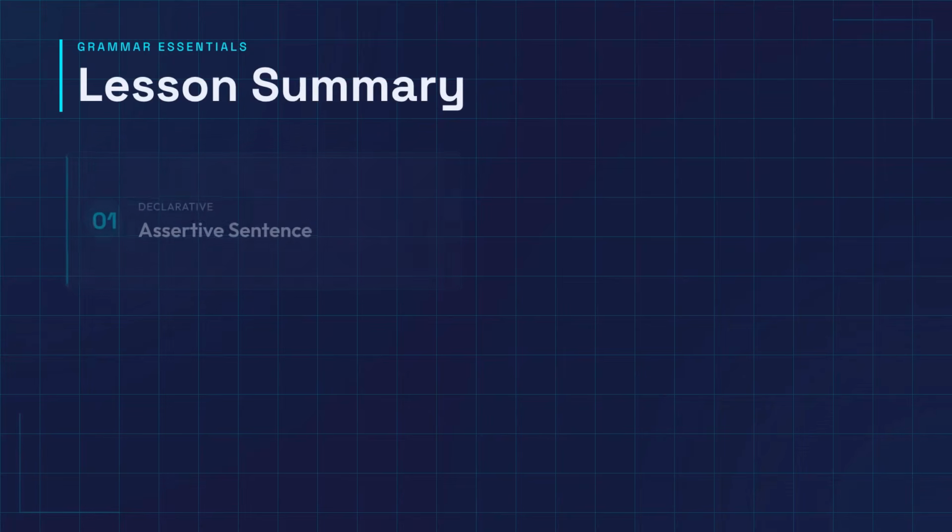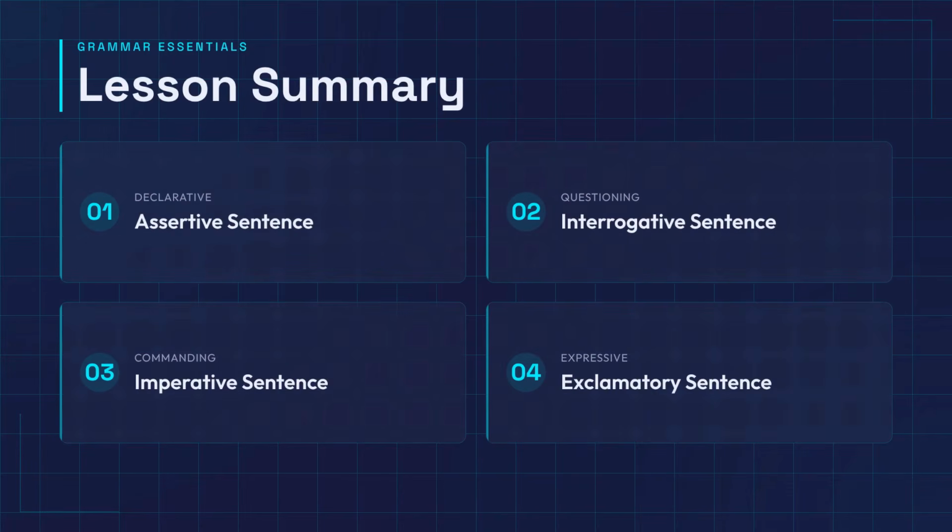Excellent work. Lesson summary. Today we learned that every sentence has a purpose. Assertive gives information. Interrogative asks. Imperative directs. And exclamatory conveys emotion. I look forward to seeing your work.